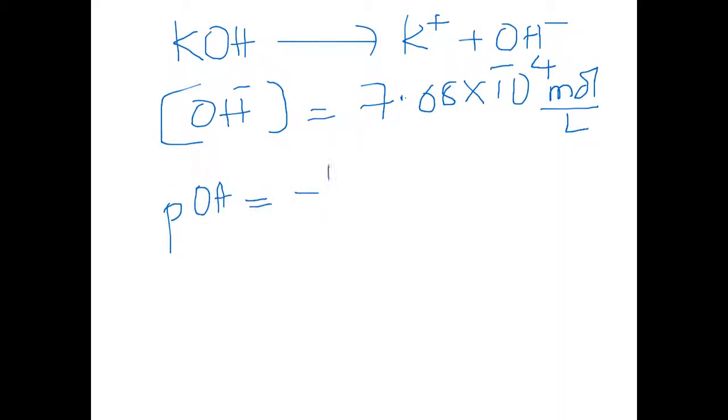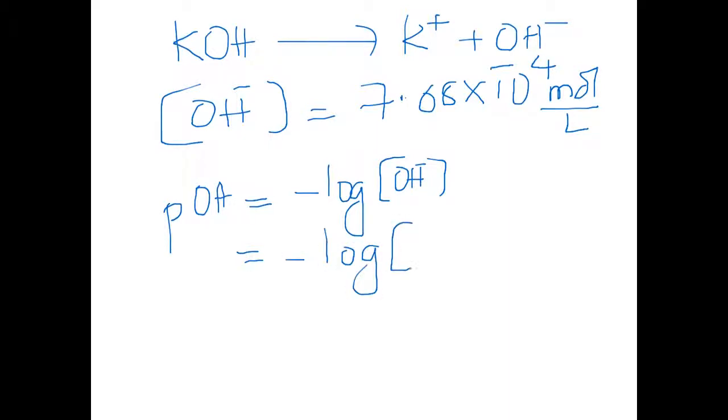We can calculate the pOH, which is equal to negative log of the OH minus ion concentration, and that's going to be equal to negative log of 7.68 times 10 to the -4, which is equal to pOH equals 3.11.